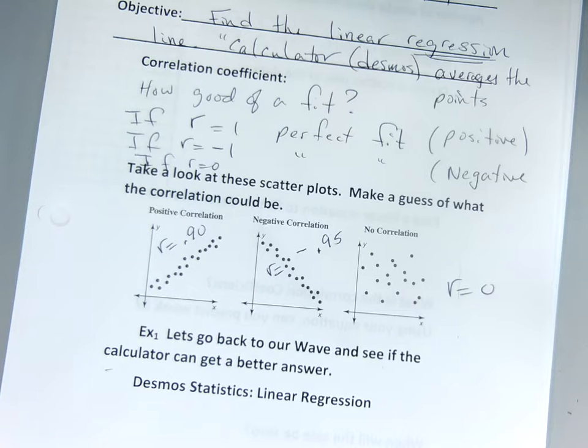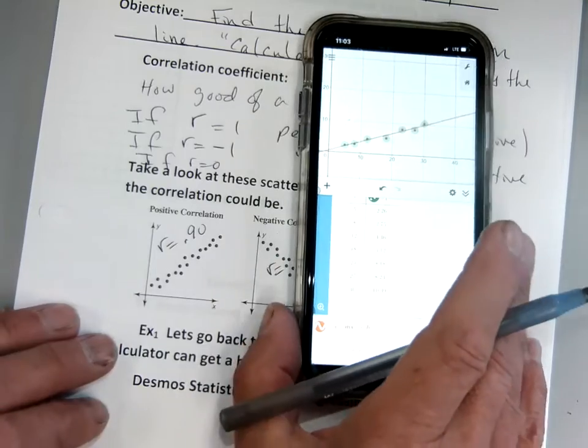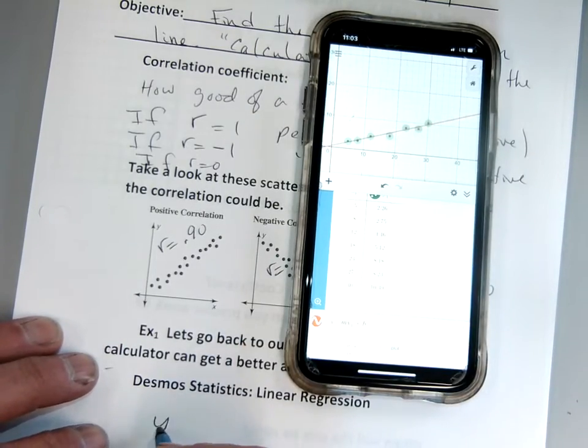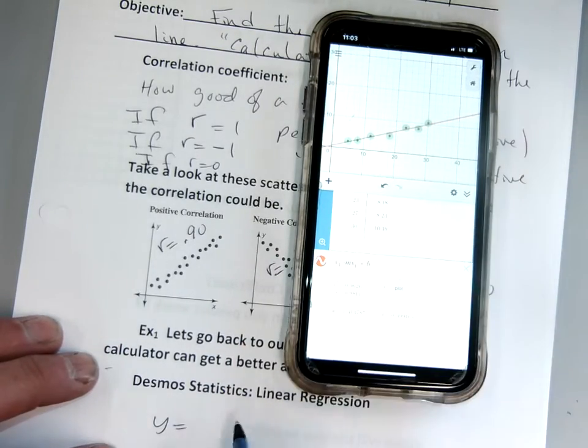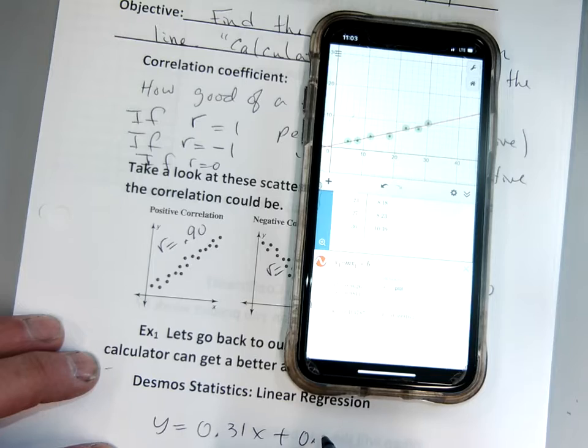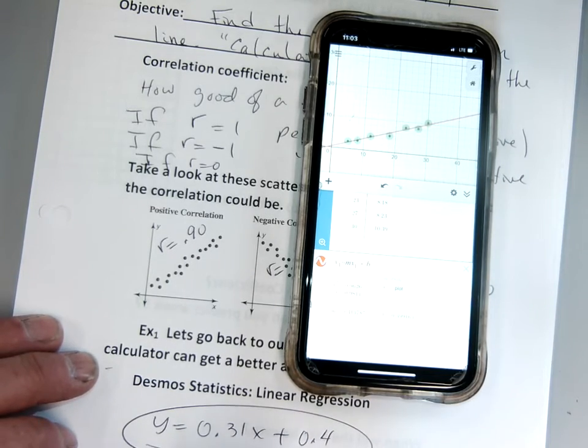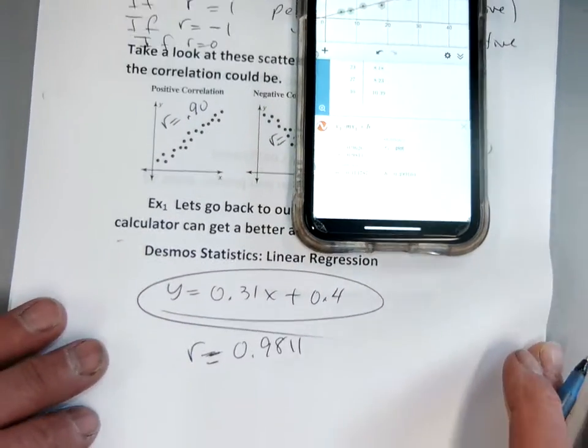So our wave, here's what our wave came up with. We came up with y equals 0.31x plus 0.4, okay? And my R value is 0.9811, okay? Which is a pretty good fit. That's a good fit.